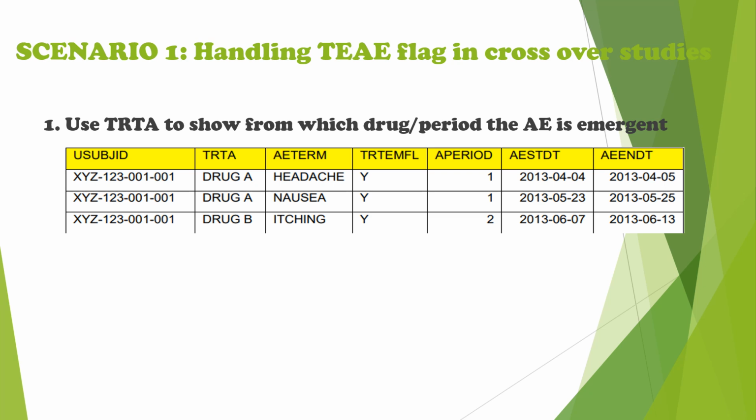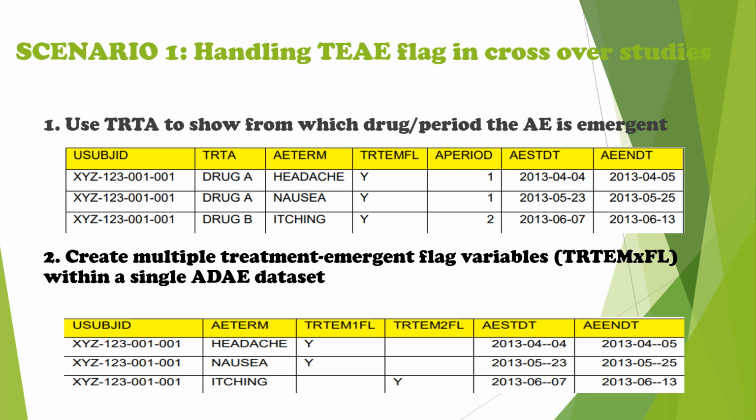In the shown example, we can see that the AE headache and nausea occurred during drug A treatment, whereas itching adverse event occurred during drug B treatment. In addition to TRT-A, APERIOD also shows the period during which the respective AE occurred.